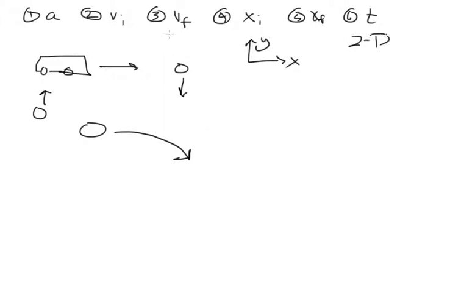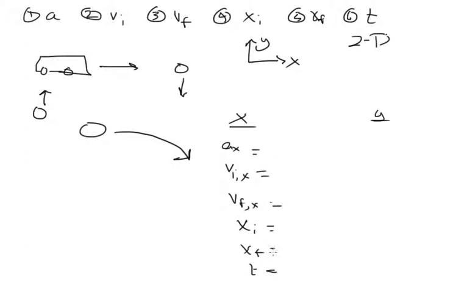So what happens when that happens? Well, now, instead of 6 ways of describing this motion, you actually have 12 ways. What are those 12 ways? It's the same 6, but you now do it for x and y separately. So I would say, what is the acceleration in the x direction? What is the v initial in the x, v initial comma x? What is the final velocity in the x? What is the initial x position? What is the final x position? And what is time? So I would want to look for all of these.